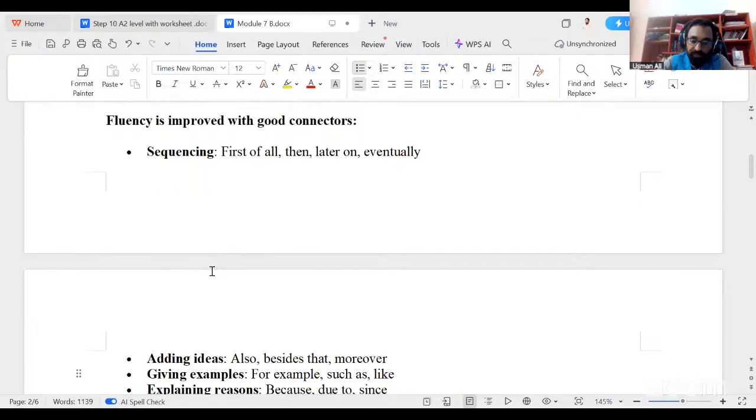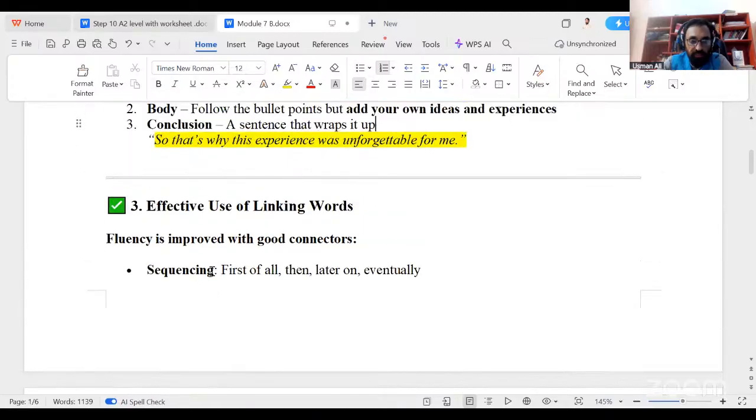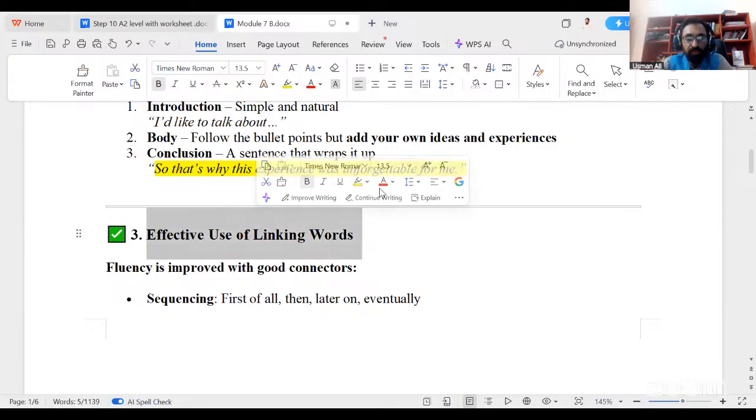Number three, and remember that, dear students, I will give you model answers of cue cards at the end of this session, or after telling you all the rules about how to develop your answer. Number three, effective use of linking words. Linking words must be used, but in an effective way.